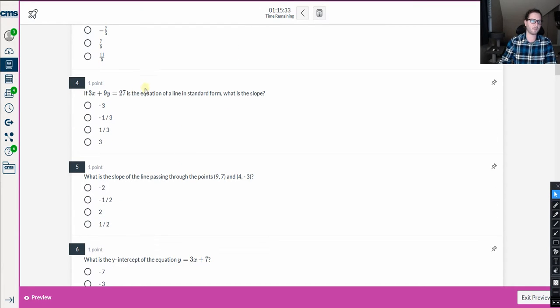For number 4, this one gives us an equation, and it asks what would be the slope of this equation. So for starters, we would have had to rewrite this to be in its proper form. We need it to be in y equals mx plus b form, and right now it's not there. So we'll start just by subtracting 3x from both sides, just so that way we can get the x on the other side of the equation.